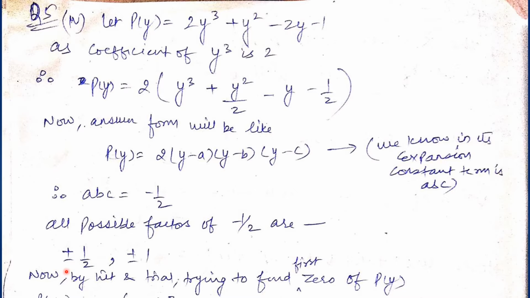Now I think the first factor, or the first zero, can be obtained using these only. So let's start. So now by hit and trial, we are trying to find the first zero of p(y), because I told you in cubic equations it is very important to find the first zero by this method only. Okay, other two zeros you can find by simply getting the quadratic equation.